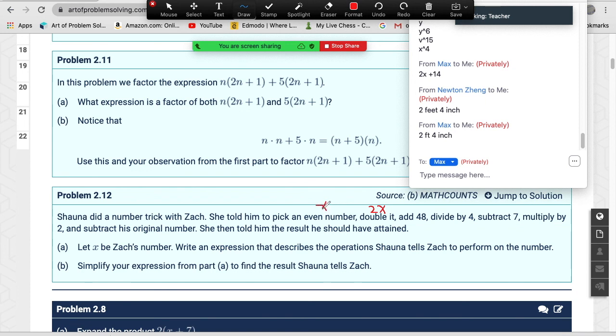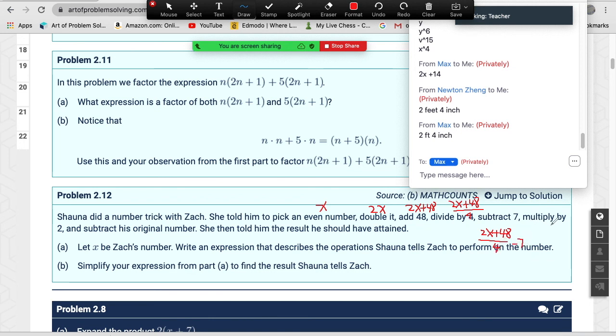So here, pick an even number. Suppose that even number is x. Double it, you got 2x. Then add 48, you got 2x plus 48. Then divide by 4. Divided by 4, then you get 2x plus 48 divided by 4, right? Then this one minus 7. I just write it here: 2x plus 48 divided by 4, then minus 7.